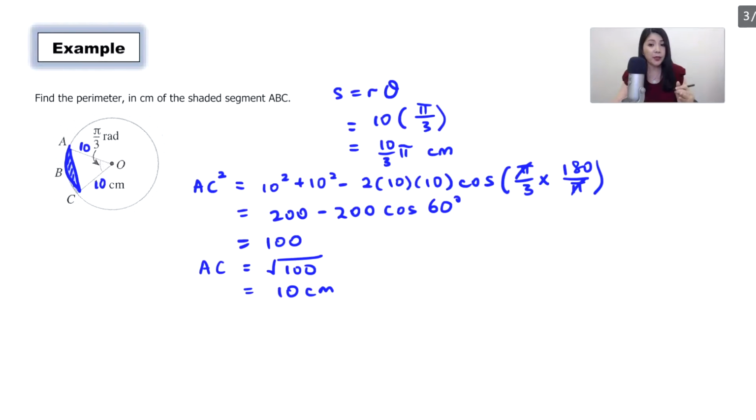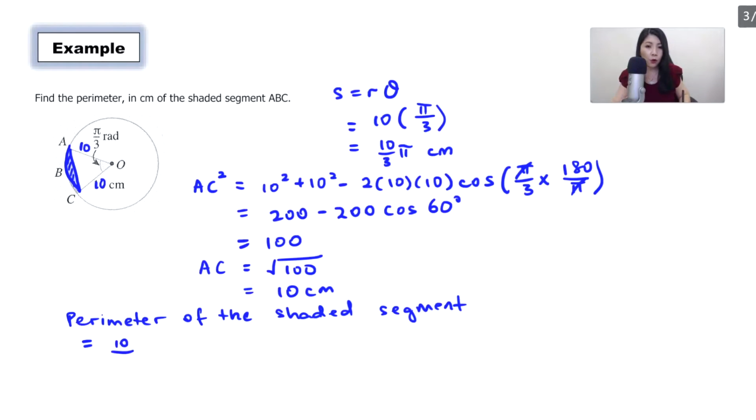Now we can find the perimeter of the shaded segment. The perimeter of the shaded segment is equal to the length of arc that we found just now, 10 over 3 pi, plus 10. I'm going to change this to a decimal by multiplying with pi, 3.142. So 10 over 3 times 3.142, I got 10.47. Then I add the 10, which is the length of the chord, and I'll get 20.47 cm. So 20.47 cm is the answer for this question.